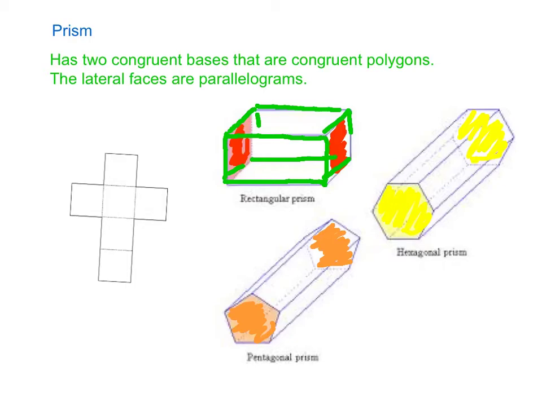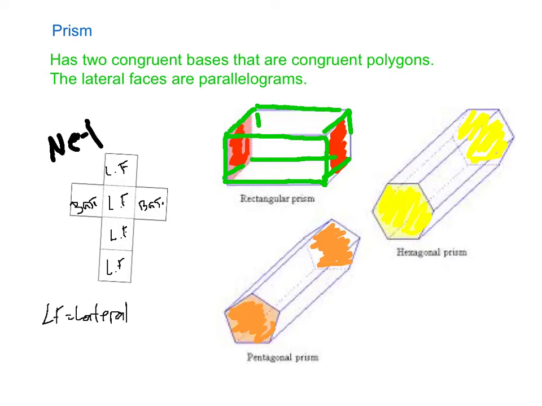If we looked at the net of a prism, so here's the net drawing here. If we looked at that in some detail, this would be a base. This would be a base. Here is a lateral face. Another lateral face. Where LF means lateral face.